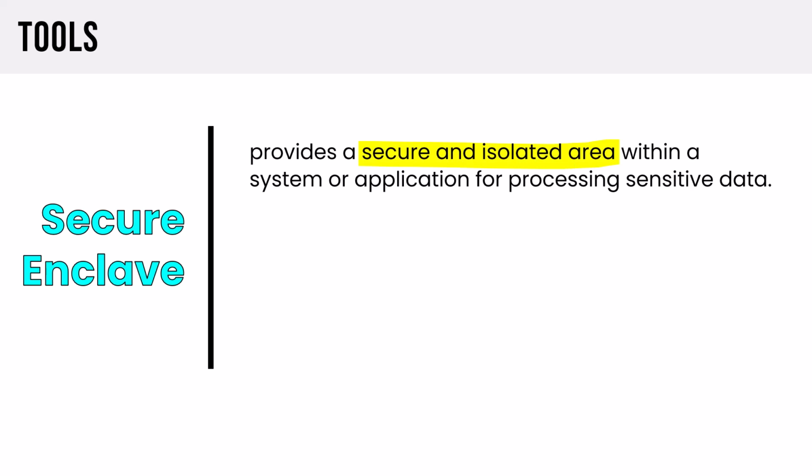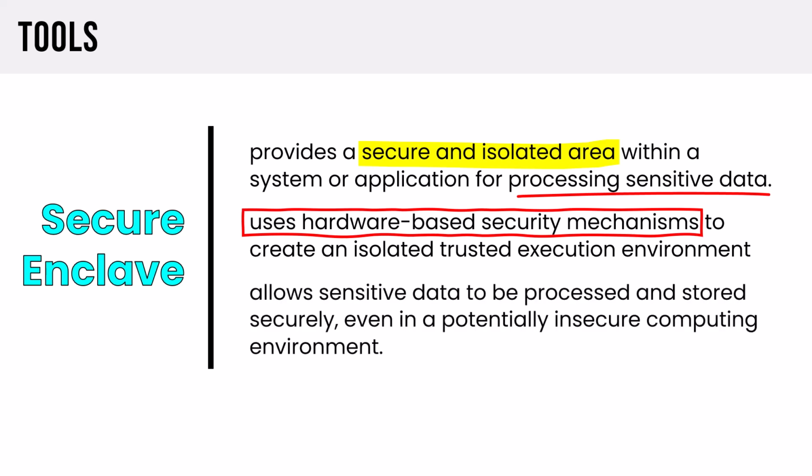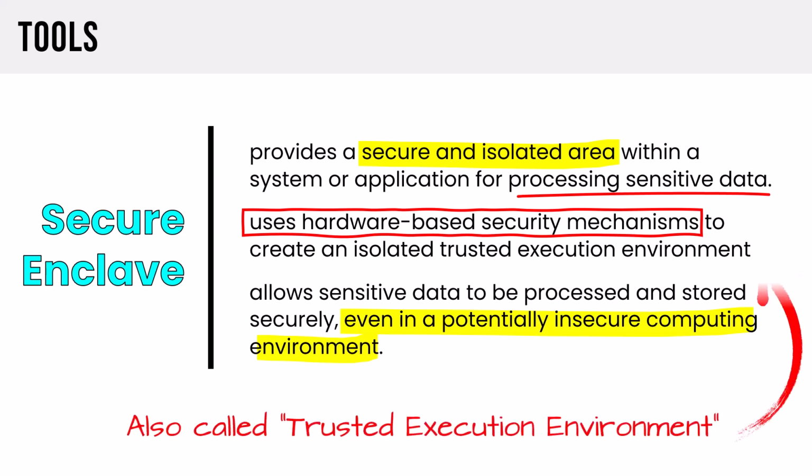Next, we have the Secure Enclave, which provides a secure and isolated area within a system or application for processing sensitive data. A secure enclave uses hardware-based security mechanisms to create an isolated, trusted execution environment. It allows sensitive data to be processed and stored securely, even in a potentially insecure computing environment. It's also called a trusted execution environment.